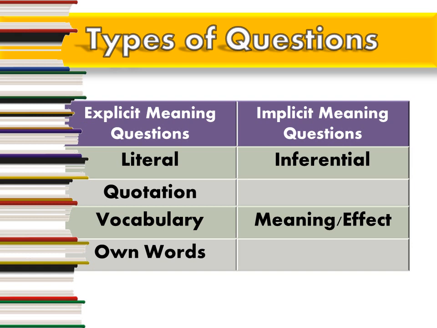There are two types of comprehension questions: explicit meaning questions and implicit meaning questions. The answers of explicit meaning questions are easily found in the passage, whereas answers for implicit meaning questions are unclear. You need to dig in the given information to find the answers.